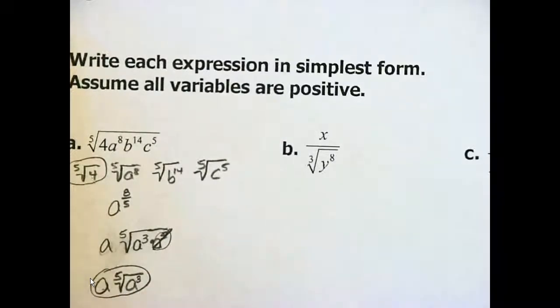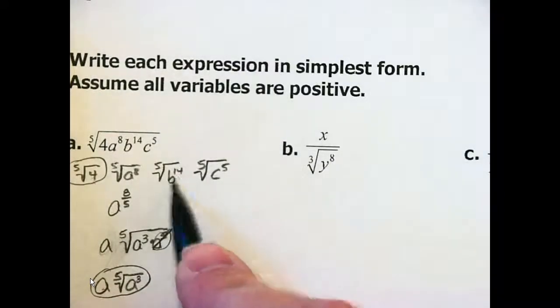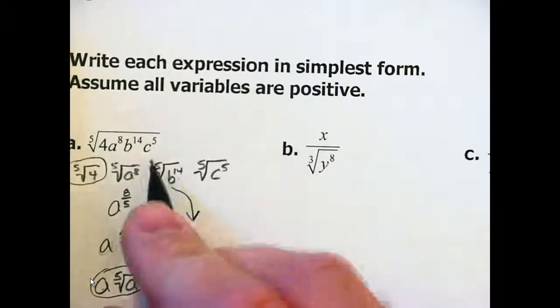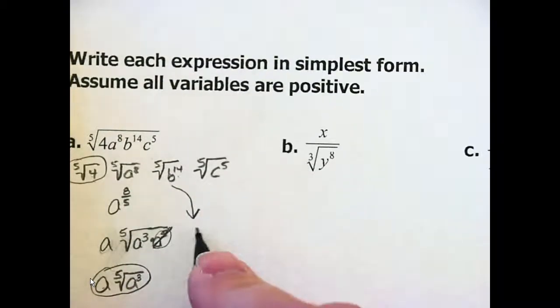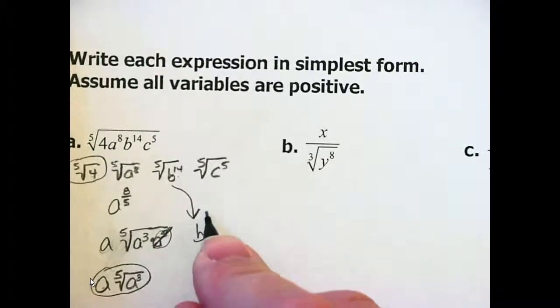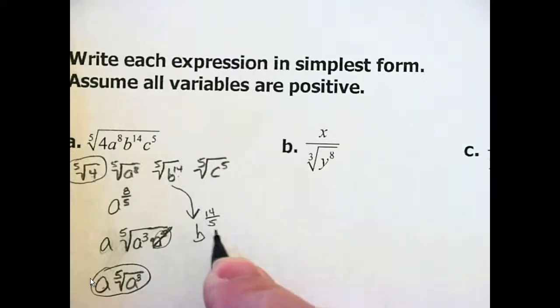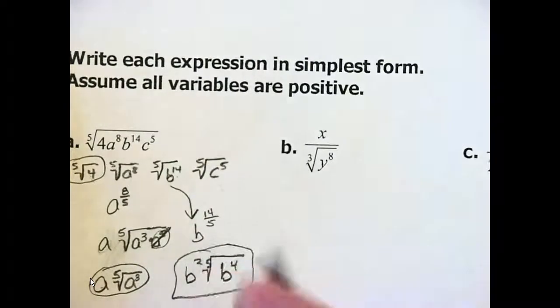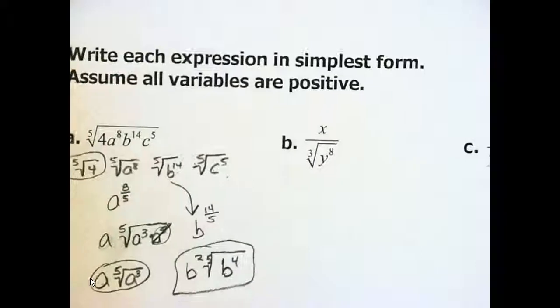All right. So if we go the same route here, we could break this apart. b to the 14/5. How many times? 2. And b to the 4th inside. And then this one just becomes c. They cancel.